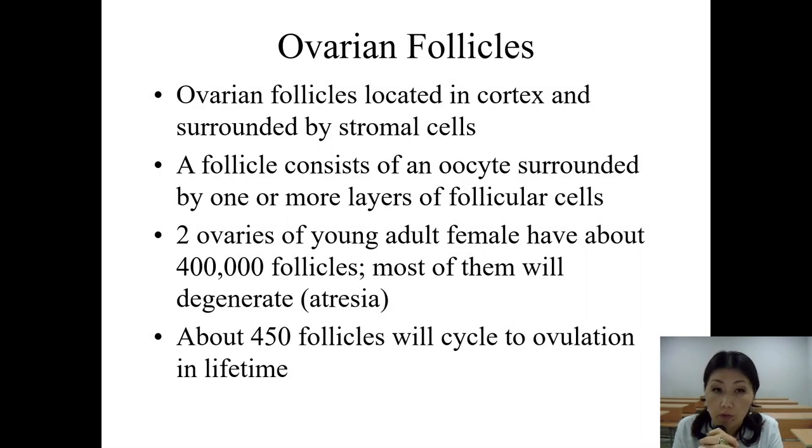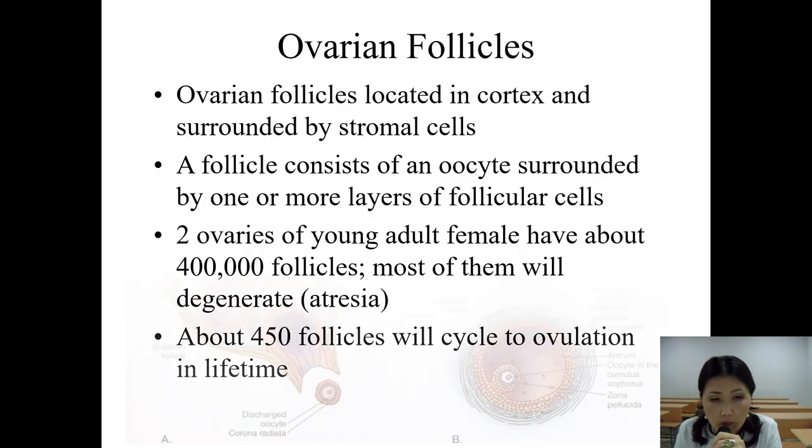About ovarian follicles: ovarian follicles are located in the cortex and surrounded by stromal cells. A follicle consists of an oocyte surrounded by one or more layers of follicular cells. The 2 ovaries of a young adult female have about 400,000 follicles. Most of them will degenerate. This process is called atresia. About 450 follicles will cycle to ovulation in the lifetime of a female.